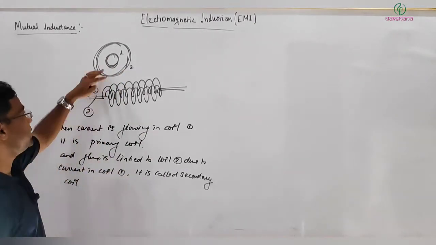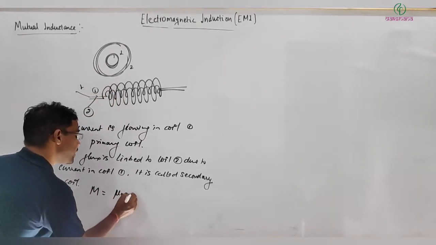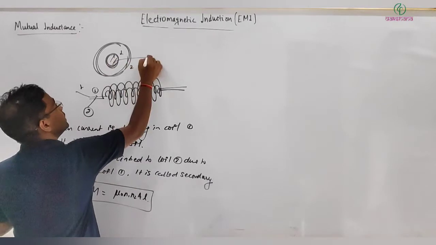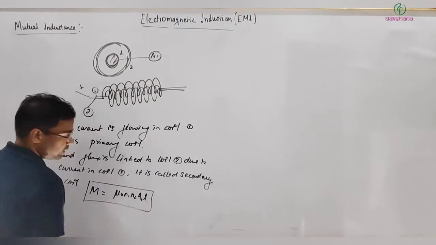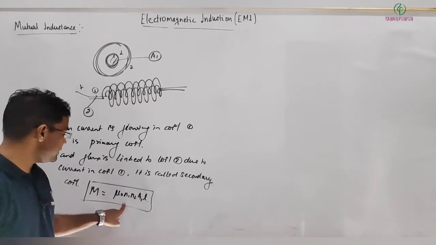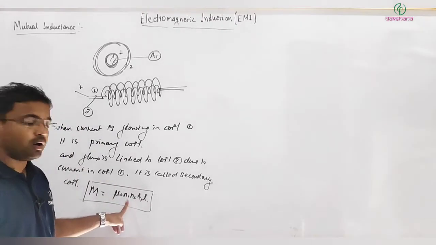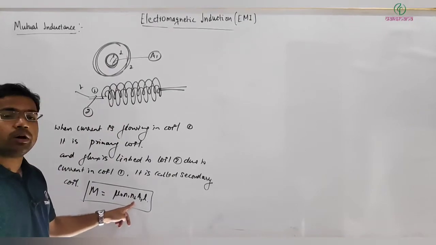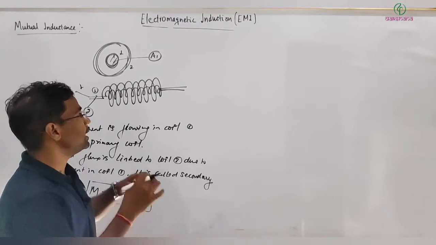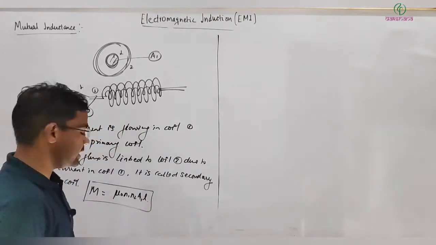We have seen that when two coils are there, the mutual inductance we calculated comes out to be mu naught N1 N2 A into L, where A is this area, which you can write as A1. We got that mutual inductance depends on the medium between the coils, the number of turns on coil 1 and coil 2, the area of coil 1, and the length for which they are coupled.